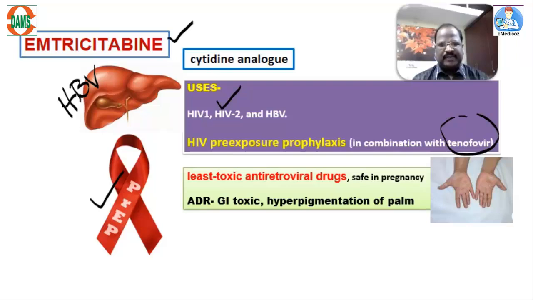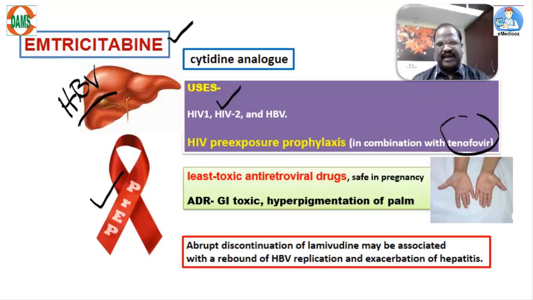Another very important point, since it has a role in hepatitis B virus infection, abrupt withdrawal of Emtricitabine while using it in an HIV patient may cause rebound activation of hepatitis B virus. So remember, similar to Lamivudine, Emtricitabine on sudden withdrawal may also cause reactivation of hepatitis B viral infection. You should keep that point in your mind.